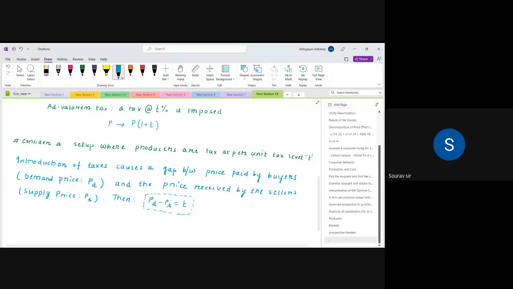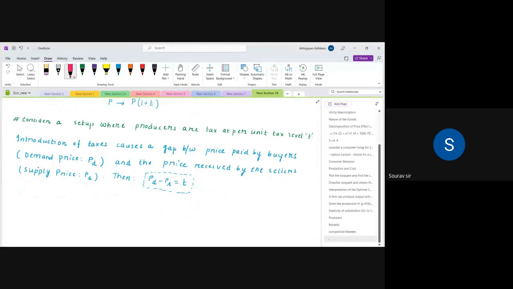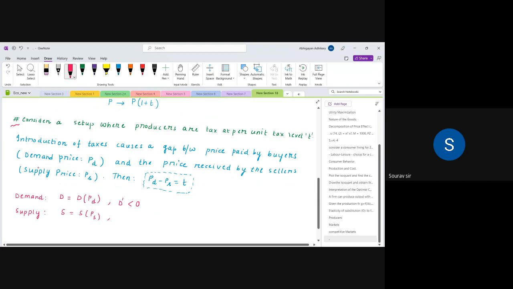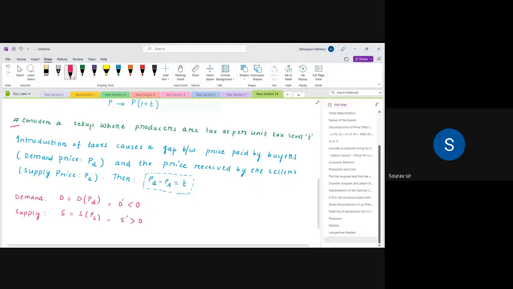That means in the post-tax scenario, it's important to understand that in this new scenario, my demand function would be a function of the demand price, and the market supply function will be a function of the supply price. Correct? Producers will decide upon their profit maximizing output based on the price that they are getting, which is the market price minus the tax that they have to pay. So the supply decisions will be taken based on PS, and the consumption decisions will be taken on the basis of PD.